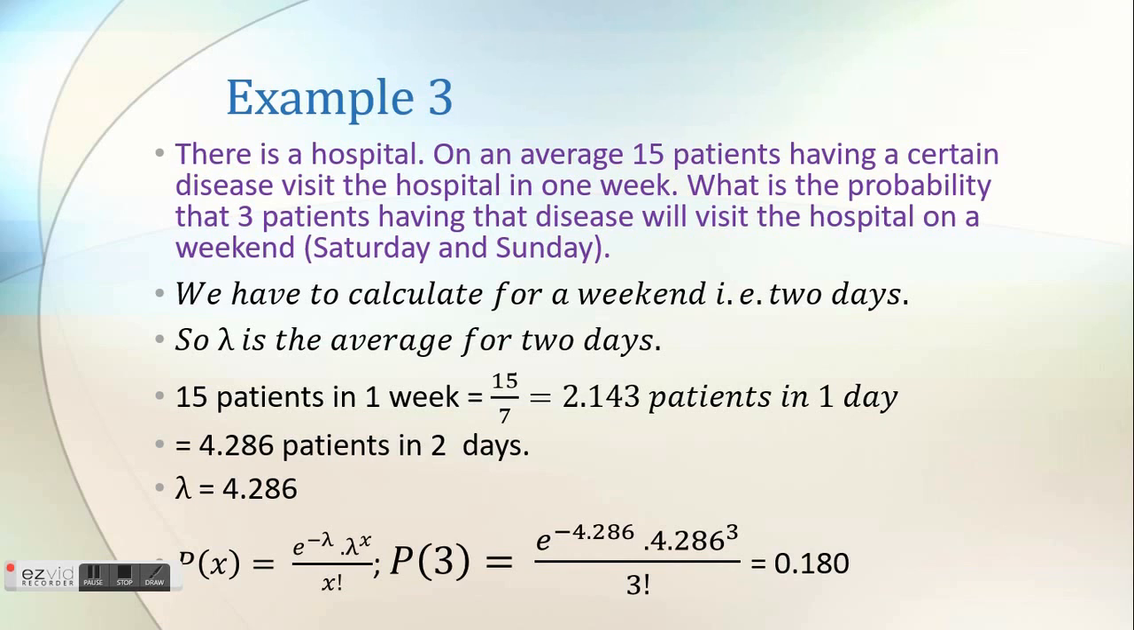So we will use this value 4.286 as the value of lambda, and in the problem we have to put x is equal to 3. So substitute the values, lambda is equal to 4.286 and x is equal to 3. Put the values, you will get around 0.180.